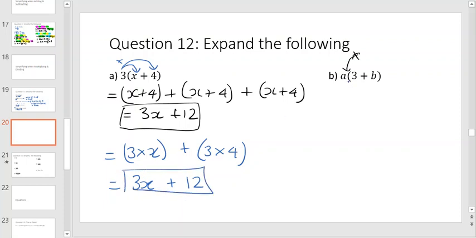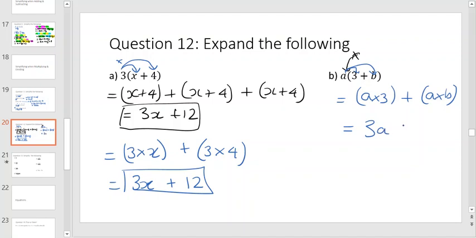And b, so once again, I'll go a times 3 plus a times b. So I'm left with a times 3, we write it as 3a, and a times b, we can just write it as ab. Now, we can't add these together. 3a, a is not a like term with ab, so that would have been your final answer.